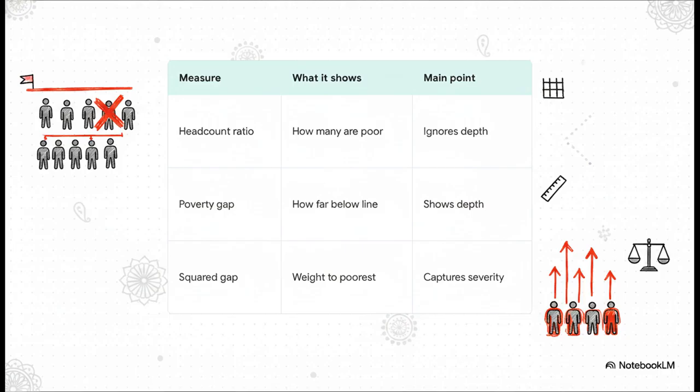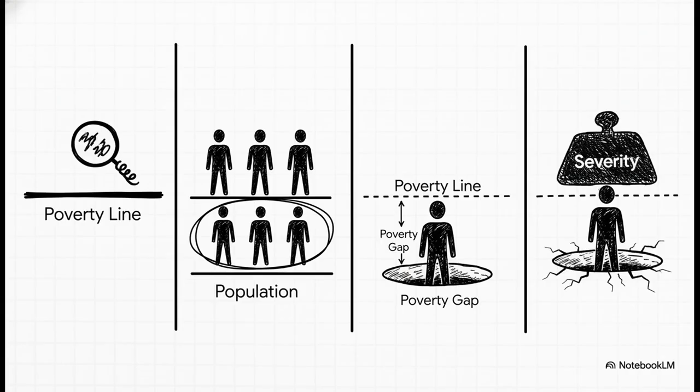That's exactly why we need the poverty gap, which shows us how far below the line people actually fall, and the squared poverty gap, which mathematically gives extra weight to the poorest of the poor, capturing the true severity of their situation. You'll definitely want to lock this recall formula into your memory for the exam.